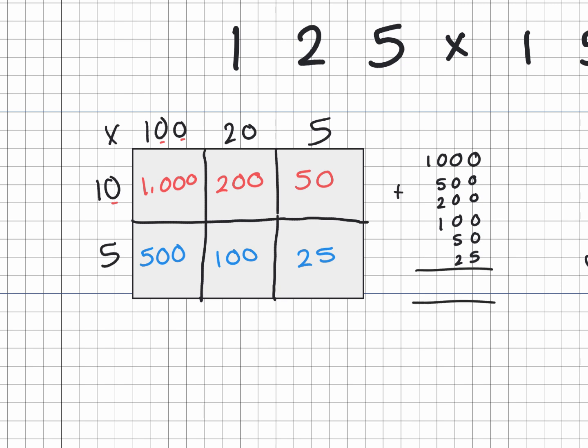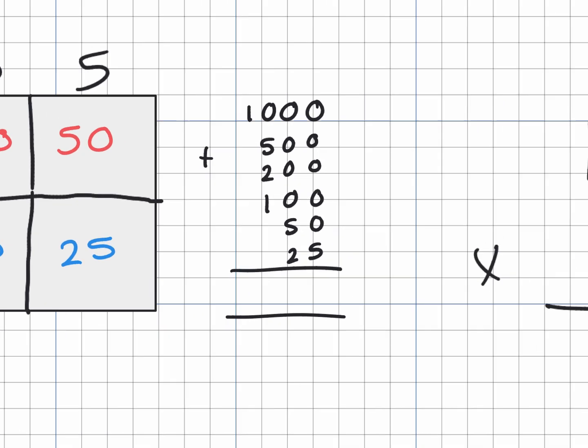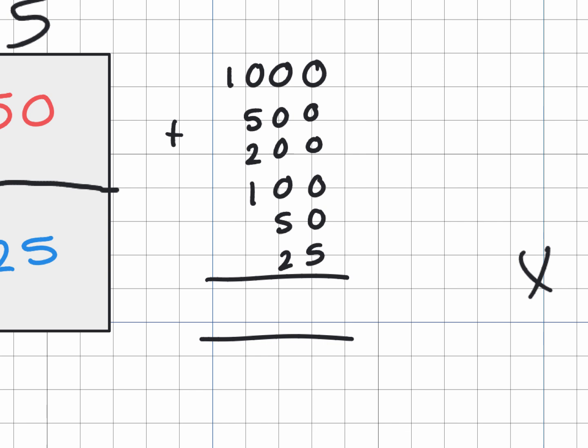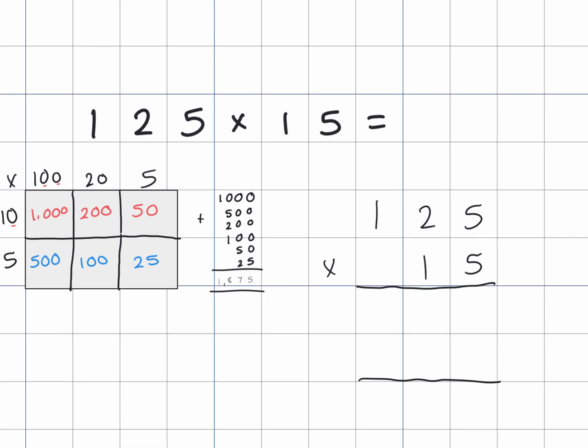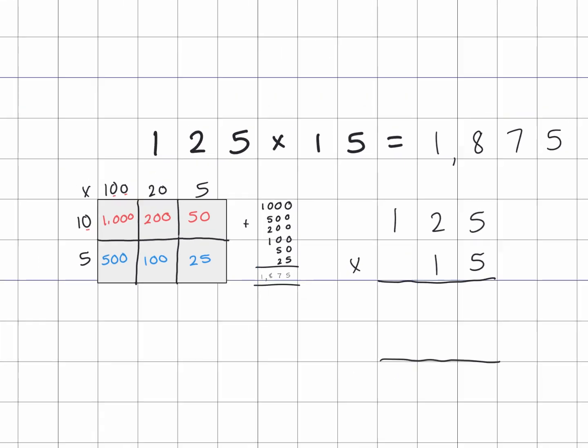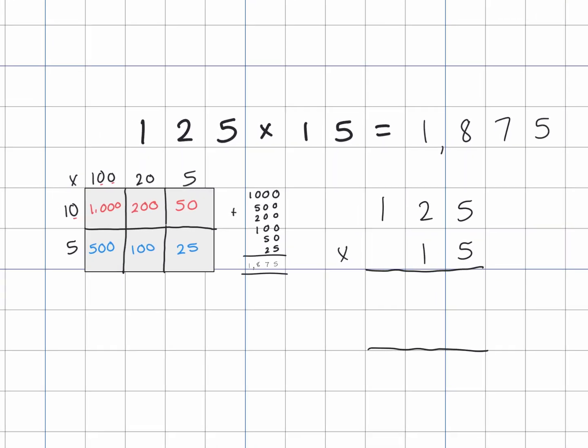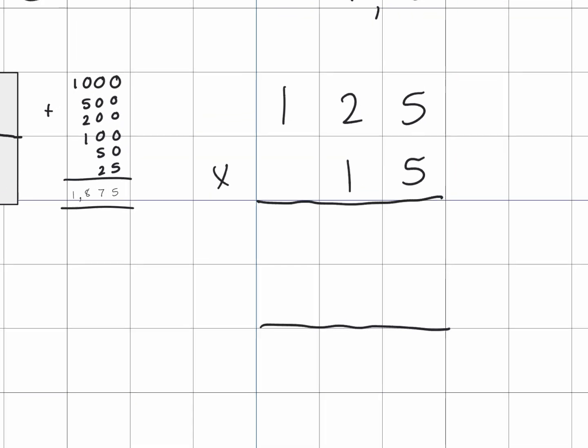All that you need to do now is simply add them all up together, which will give me 5, 7, 8, and 1, inserting in that comma, giving me 1,875. Okay? Another way that we could demonstrate this is through the column multiplication method.